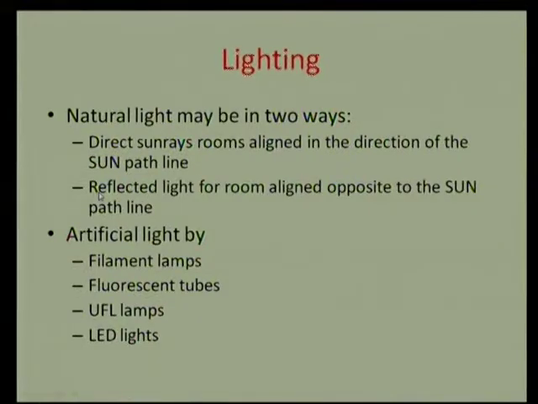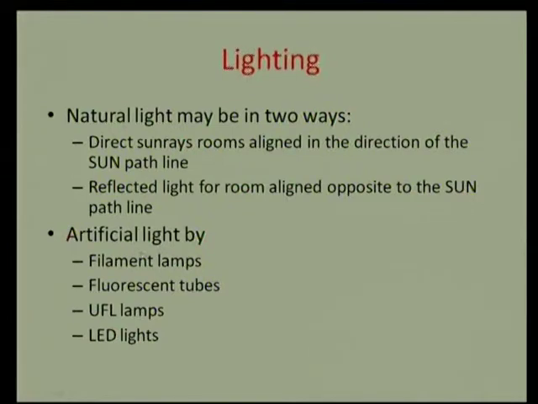In other directions where the sun path is not aligned, reflected light for a room aligned opposite to the sun path line may be used. Sometimes the room is located in the north direction and the sun alignment is from the south direction. So in the north direction, in the open margin spaces, we may use the color of the compound or some other objects in such a way that the light is reflected from that surface and penetrates through the windows.